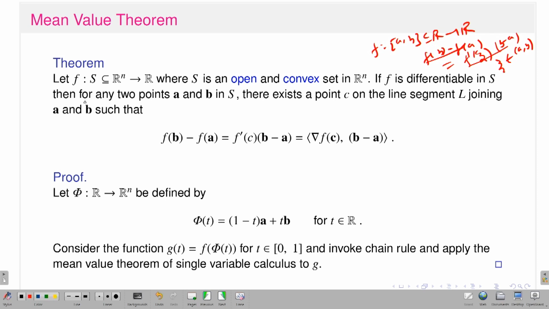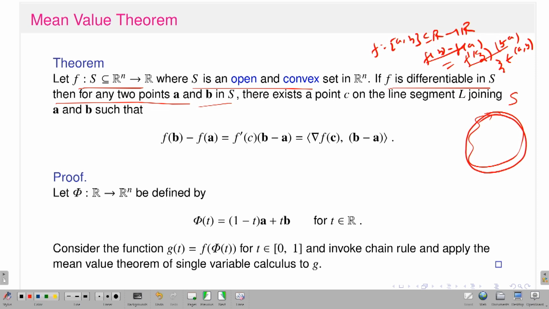What does it say? Let f be a function from some set A, a subset of Rn, to R. I assume two properties: S is open and S is convex. Open sets you know. A convex set means that if I take any two points, the line segment joining these two points should also be in that set. That is the meaning of a convex set in Rn. So, if I have a function f from some set S, a subset of Rn, to R, and suppose S is open and convex, and f is differentiable in S, then for any two points a, b in S, okay. Suppose I have this S, a subset of Rn, and suppose this is convex. I think this is not a proper picture, suppose this is my S.